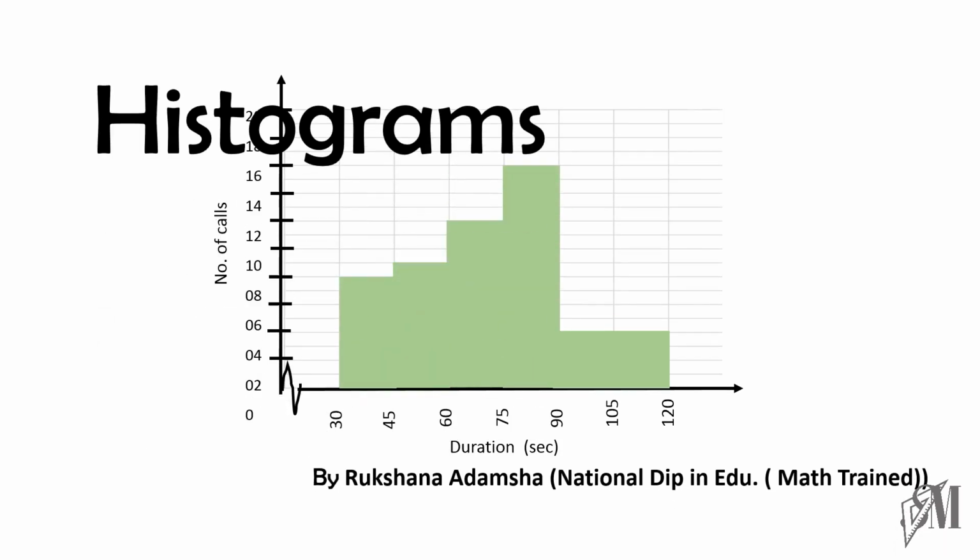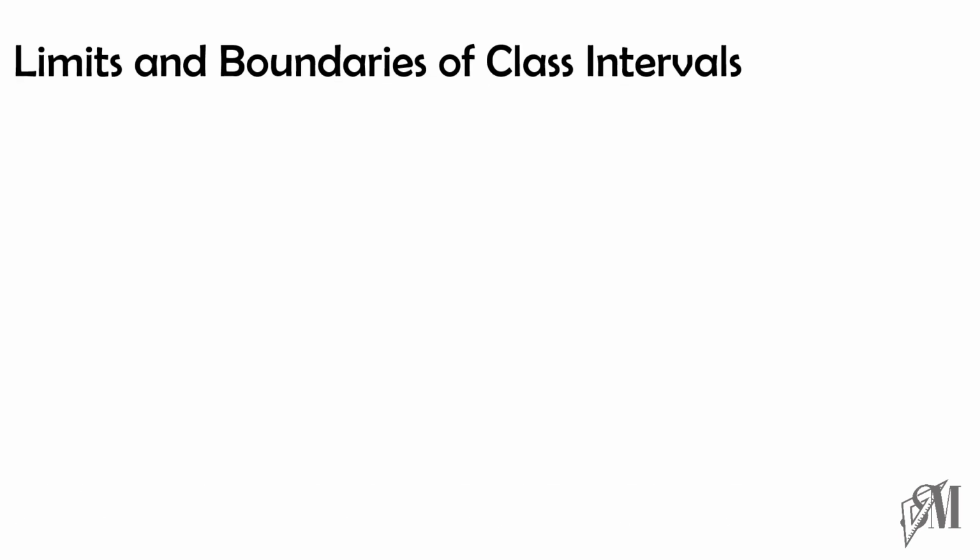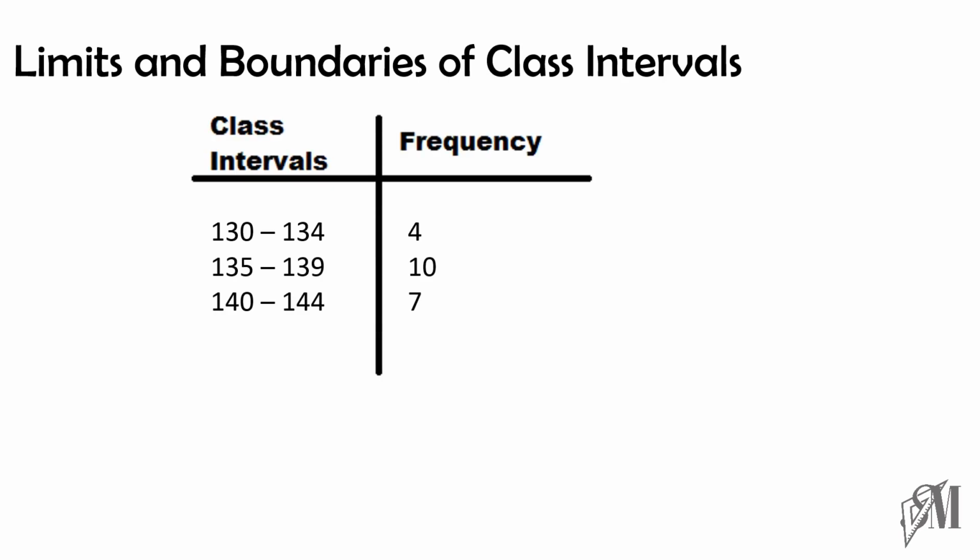Through this video, we are going to look into histograms. To get started, let's learn about limits and boundaries of a class interval. When a class interval is given along with the frequencies, the first part of the interval is called the upper limit, whereas the second part of the interval is called the lower limit.